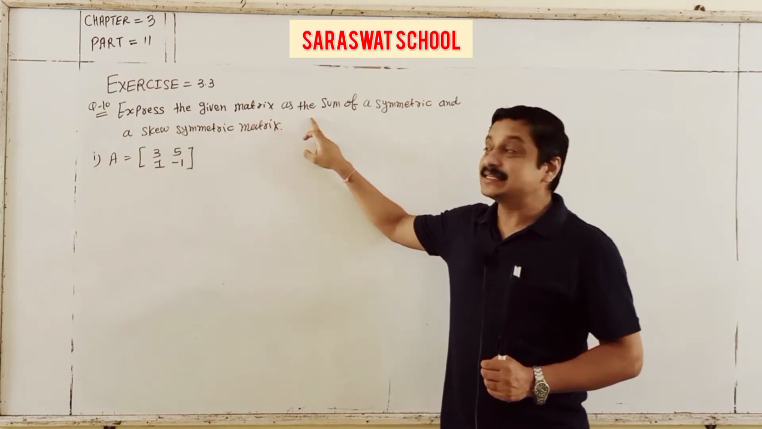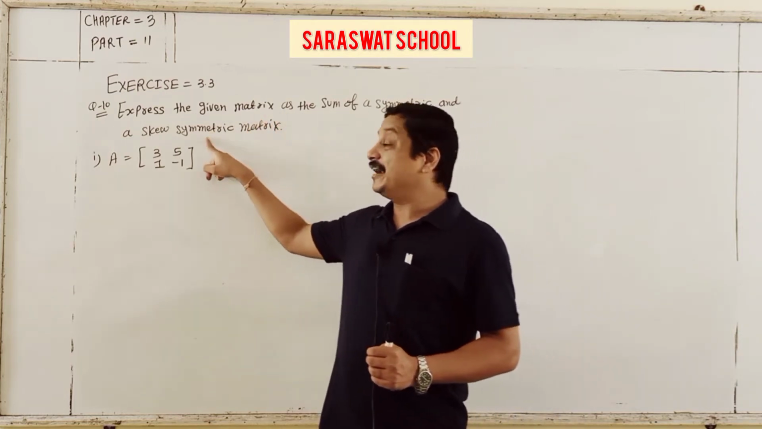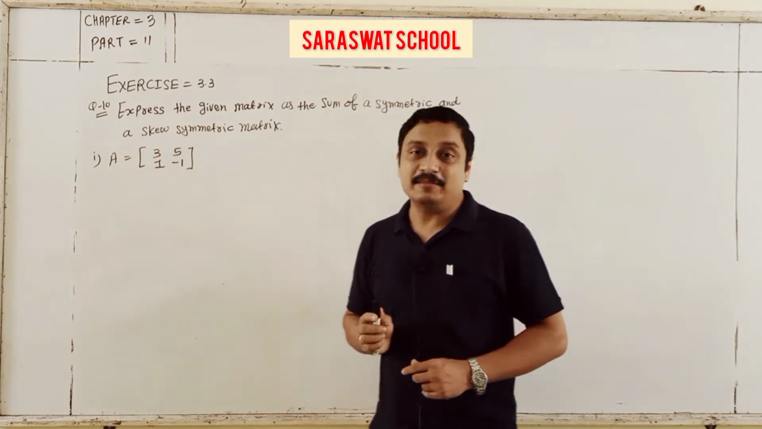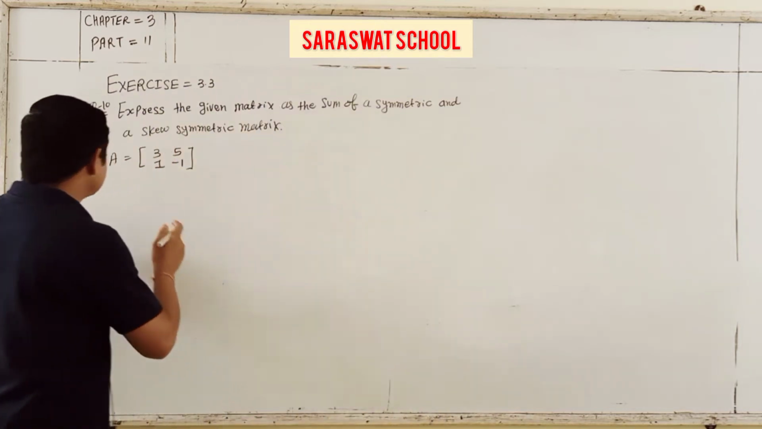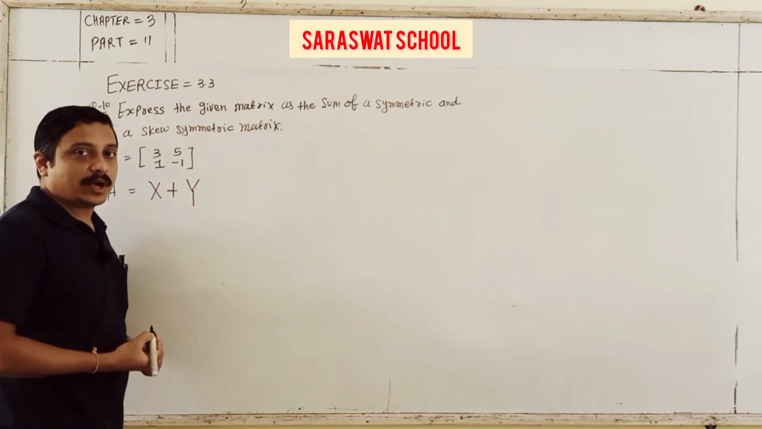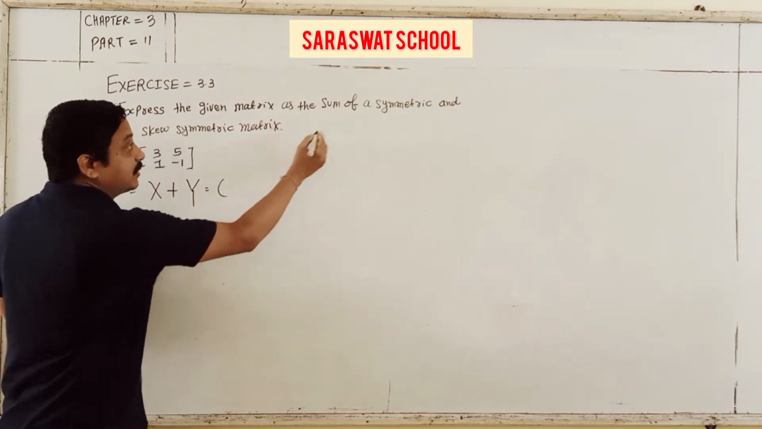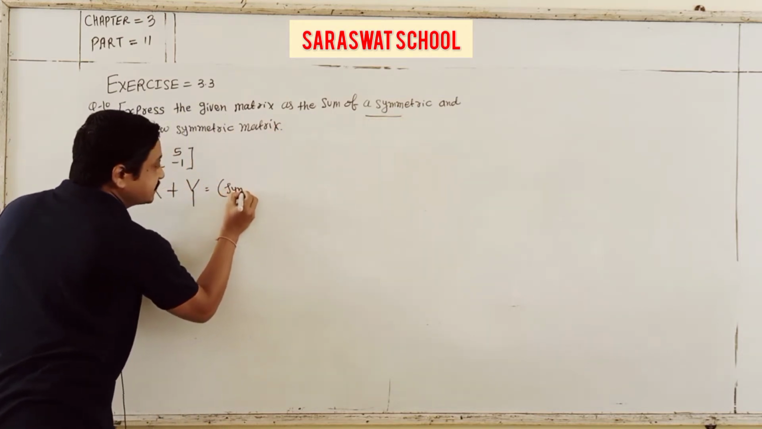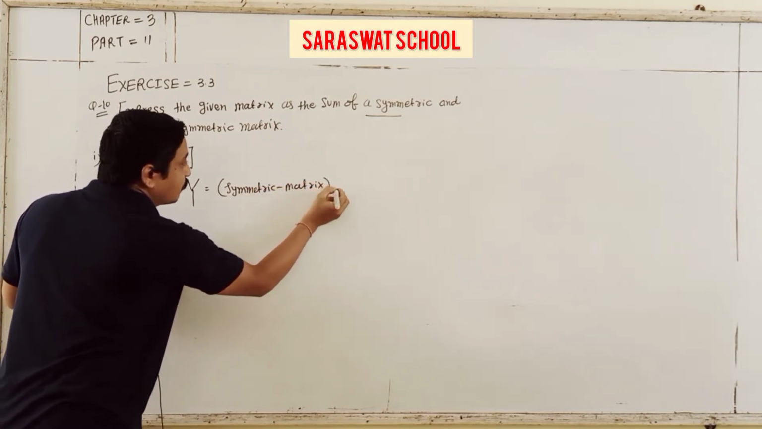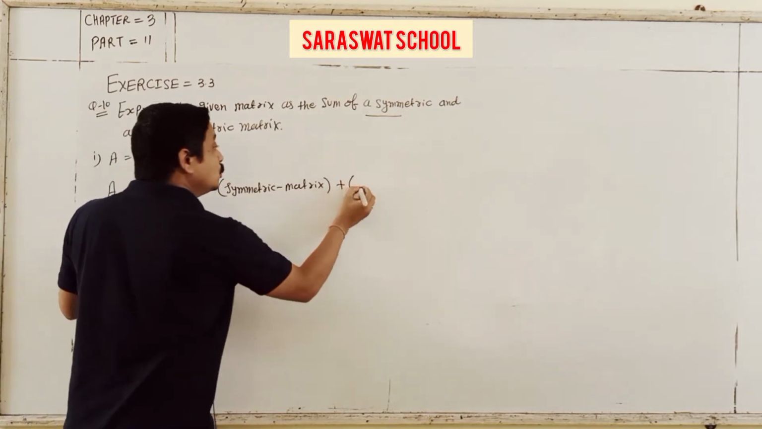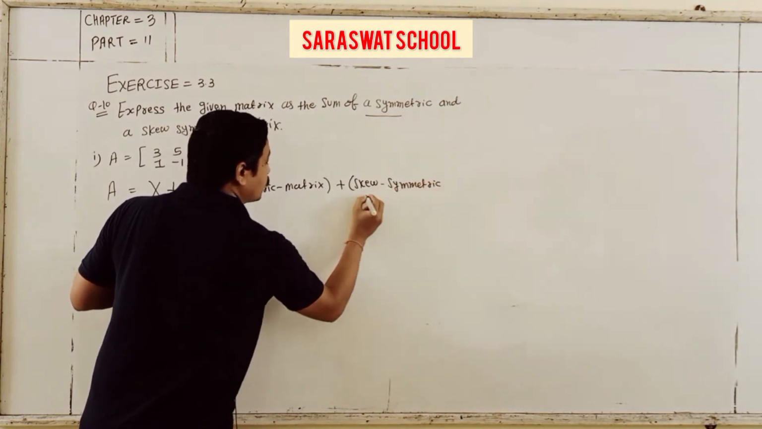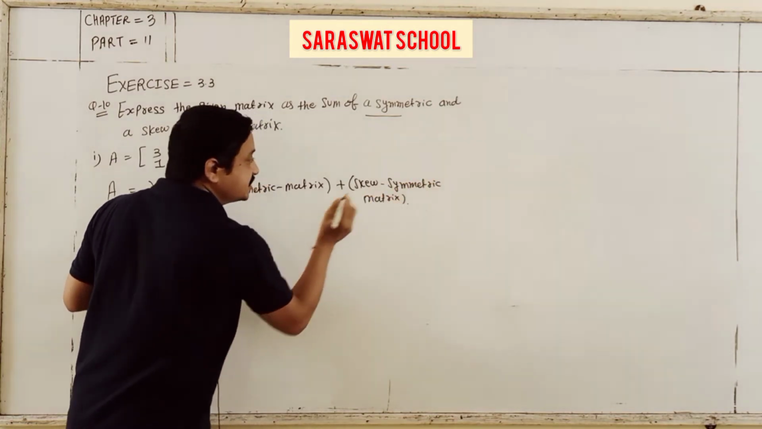Express the given matrix A as the sum of a symmetric and skew symmetric part, where A is given as 3, 1, 5, minus 1. First of all, write down matrix A as a summation X plus Y, where X is our first part, a symmetric matrix, and the second, Y, is a skew symmetric matrix. That becomes your two partitions.